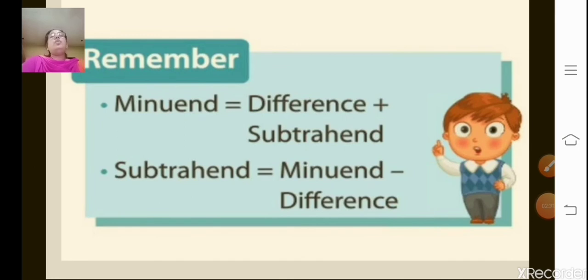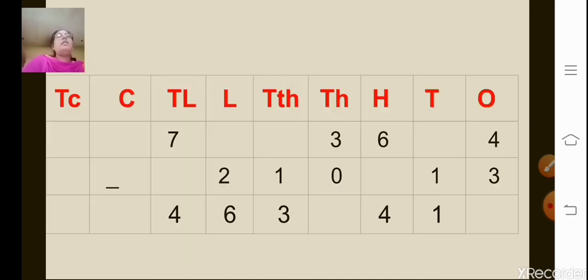Now two things you have to keep in mind. To find the minuend, that is the first number, we will always add the difference and the subtrahend. And to find the subtrahend, that is the second number, you will always subtract the difference from the minuend. Based on this, we'll find how to find the missing digits in a subtraction sum.